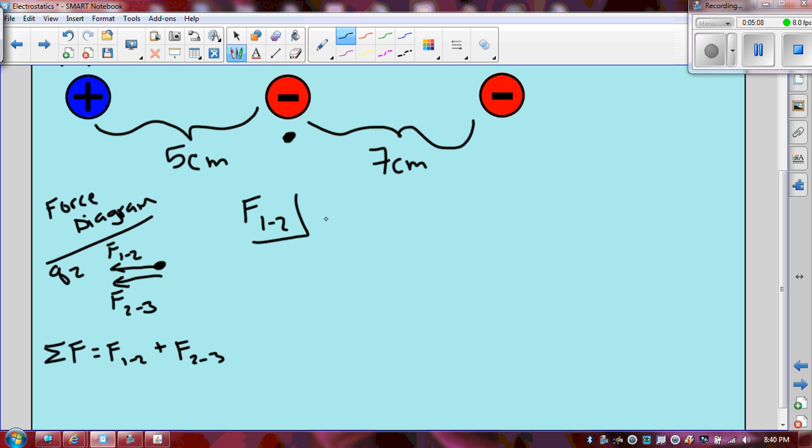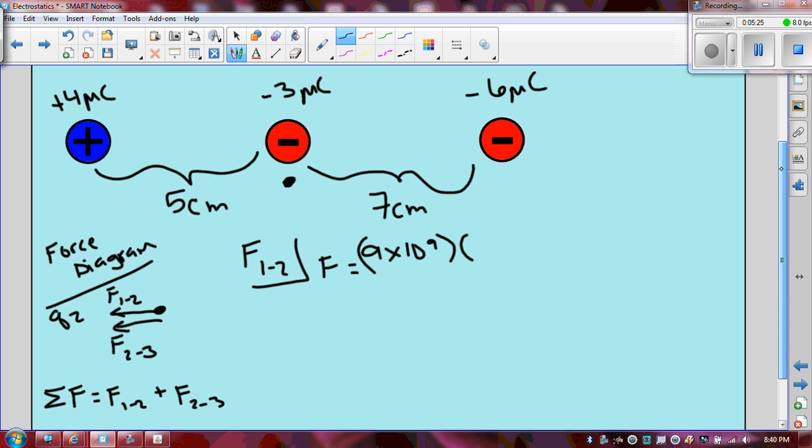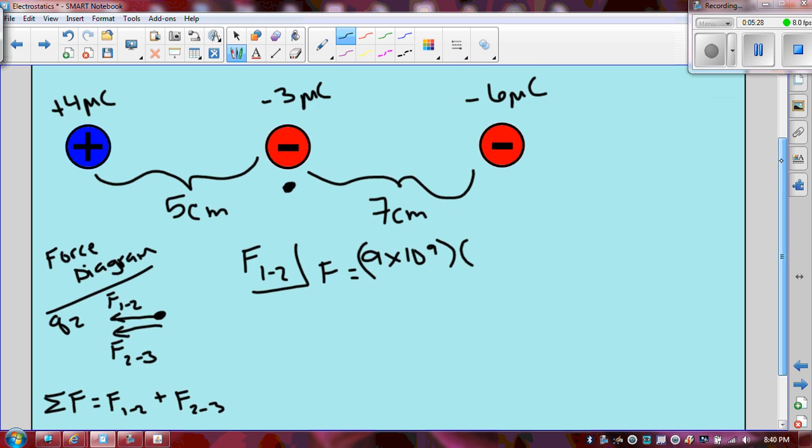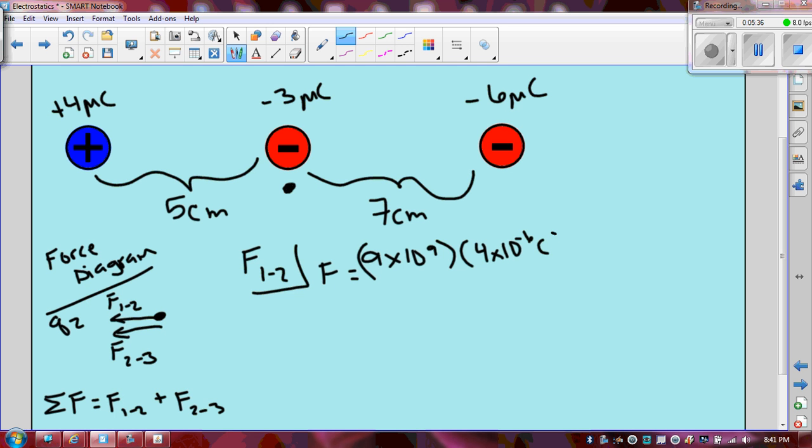Force is going to be found by taking my k, 9 times 10 to the ninth. I'm going to leave the units out this time because hopefully by now you get how the units cancel. So 9 times 10 to the ninth is the k. Charge 1 is the positive, and let me scroll up here so we have it there. All right. So charge 1 is 4 times 10 to the negative 6 coulombs. And then charge 2 is 3 times 10 to the negative 6th. Notice, once again, it's the absolute value. It doesn't matter because we already know what direction it's going. So the negative and the positive doesn't make a difference.